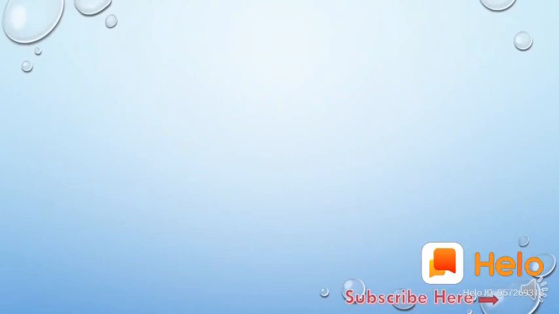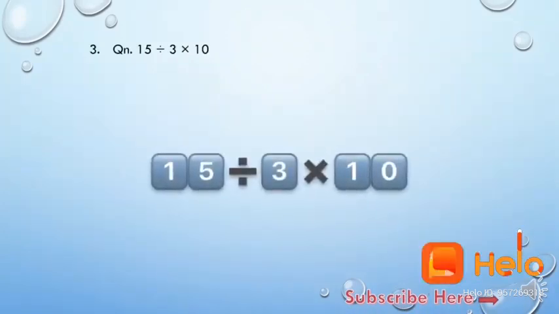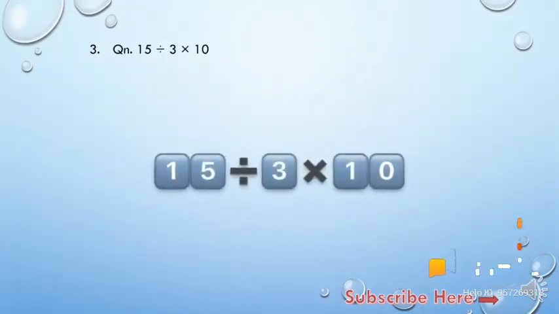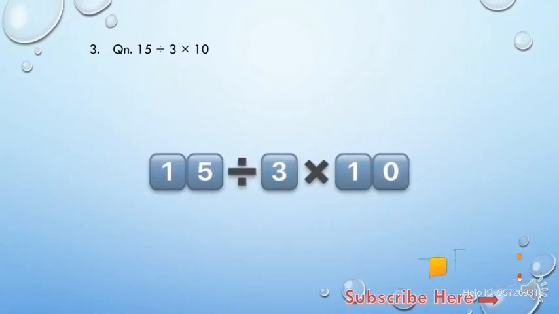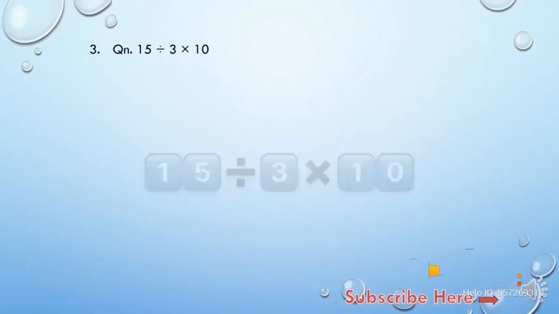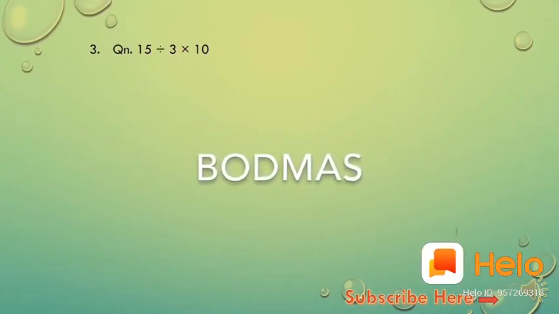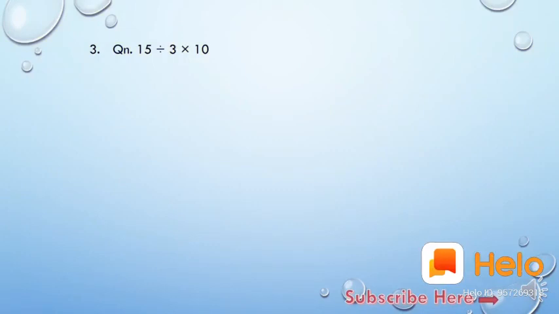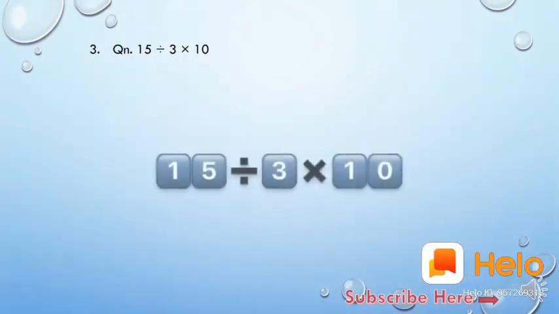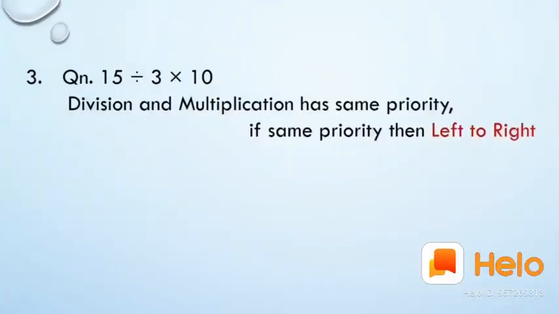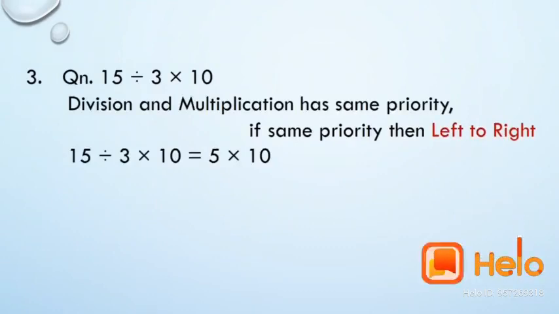Now we will see another example. 15 divided by 3 into 10. How can we do this? Here we have two operators, division and multiplication. Which one will we do first here? According to BODMAS rule, division and multiplication have the same priority. So we have to do as it comes. That is the left to right rule. First division is coming, so we can do division first, then multiply with 10. So 15 divided by 3 is 5, then 5 into 10.